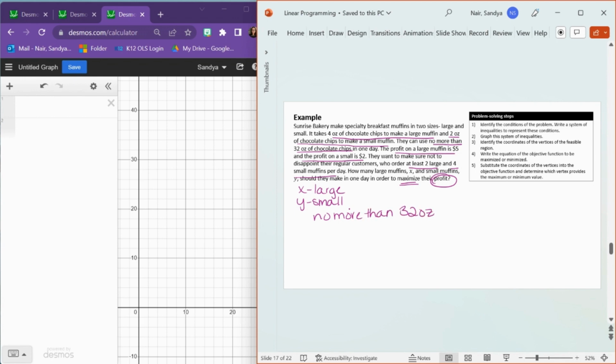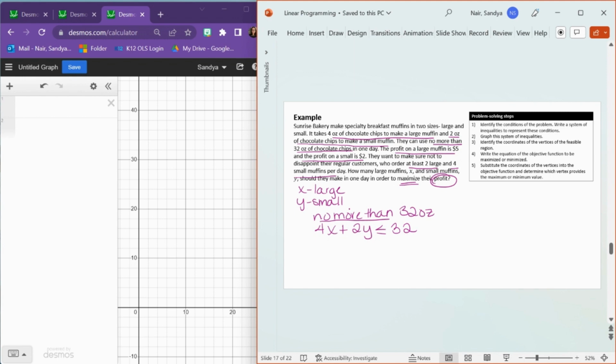Okay, so each large muffin is going to require 4 ounces. So we have 4 times the number of large muffins, plus every small muffin needs 2 ounces. So we have 2y, and no more than means less than or equal to, and then we have 32. Okay, so that's our condition about the chocolate chips.